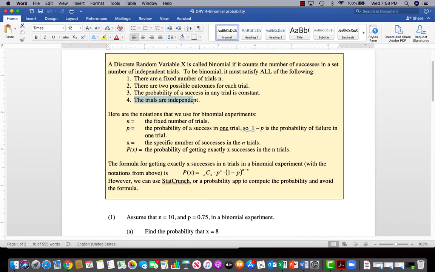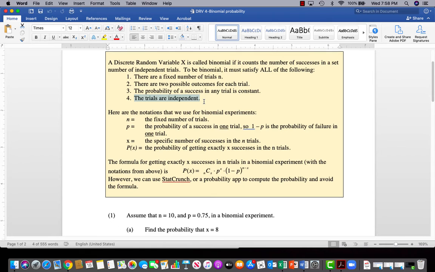Most often, being independent and having the probabilities remain the same, these last two kind of go together. And being independent is often satisfied by just saying we randomly select things. If we say things are randomly selected, then they're assumed to be independent.